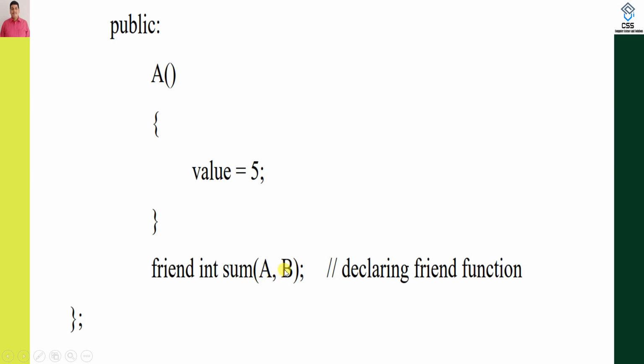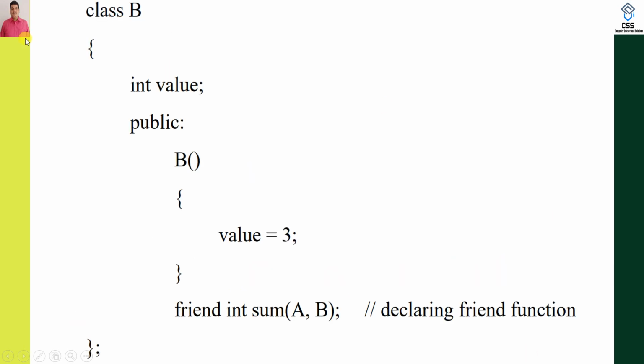In the Vue editor, if the class keyword is written, you can write class A, class B. Otherwise, you have to specify class A and class B. The two classes are placed as arguments within the function, that is sum. Another class B is taken, its member is value, which is also private. A constructor is taken, and again friend return type is int, the function name is the same, sum, and AB are the names of the two classes.